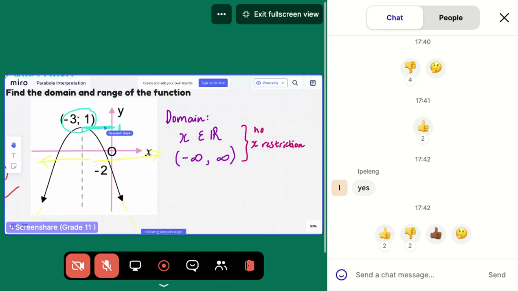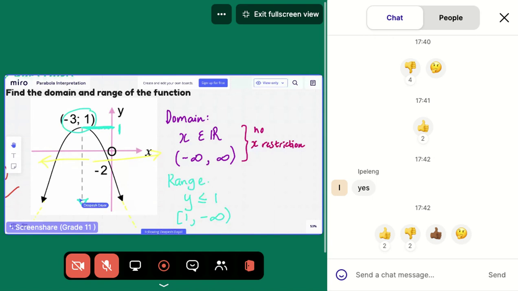So the range, which is our y values, we can have either y is less than or equal to 1, which means all the y values go downwards, or we can write it as 1 and negative infinity. So the range can be 1 and it goes down negatively, because see it carries on downwards, or it can be just that it is less than or equal to 1, because at that turning point we have a maximum y value.